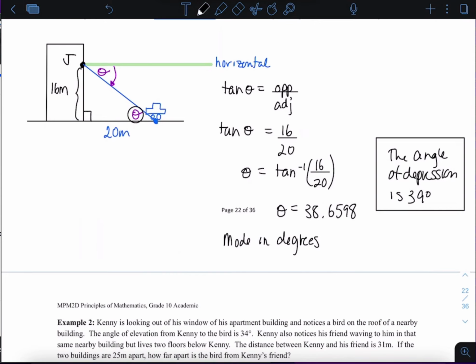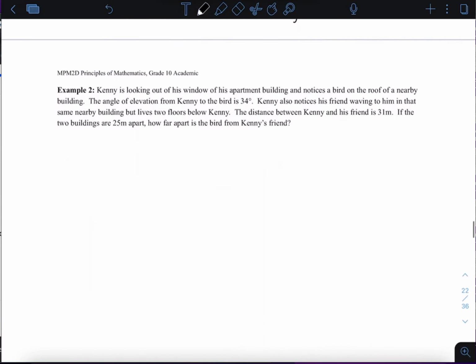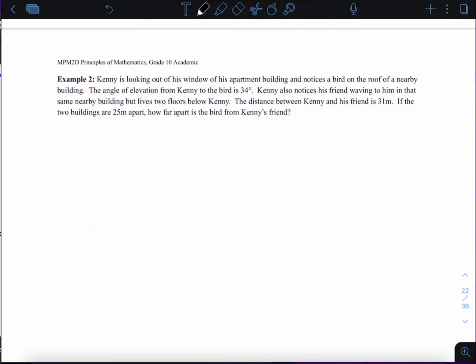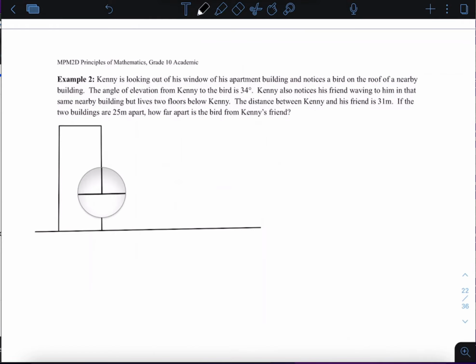All right, next question. Kenny is looking out of his window of his apartment building and he notices a bird on the roof of a nearby building. The angle of elevation from Kenny to the bird is 34 degrees. Kenny also notices his friend waving to him in that same nearby building that lives 2 floors below Kenny. The distance between Kenny and his friend is 31 meters. If the 2 buildings are 25 meters apart, how far apart is the bird from Kenny's friend?